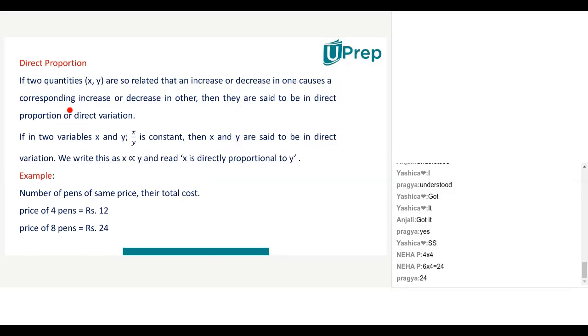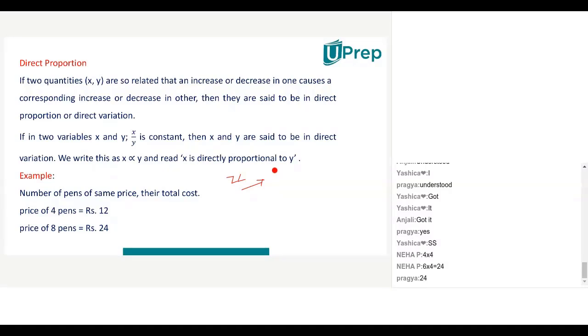Still, there is something called direct proportion here. So let me tell you a simple example. Suppose, children, don't read what is there on the slide. Just listen to what I'm saying. Suppose you're going to buy 2 Dairy Milk chocolates. Okay, you're buying 2 chocolates.